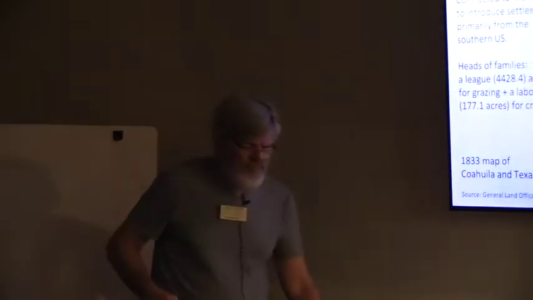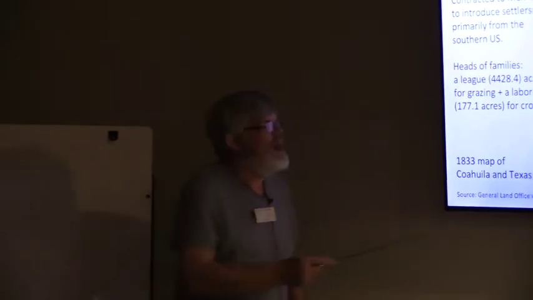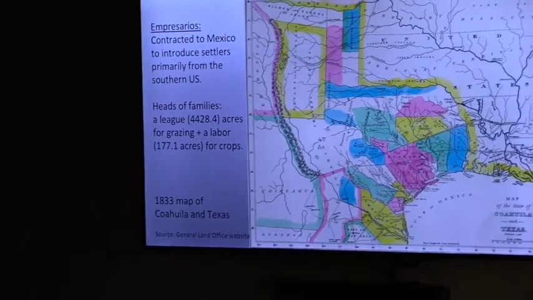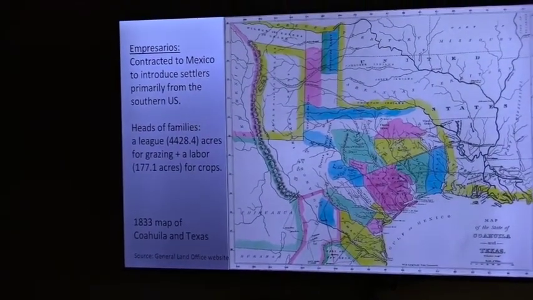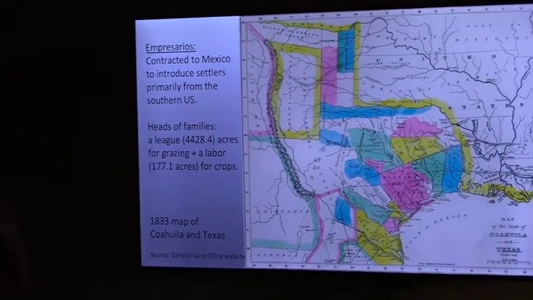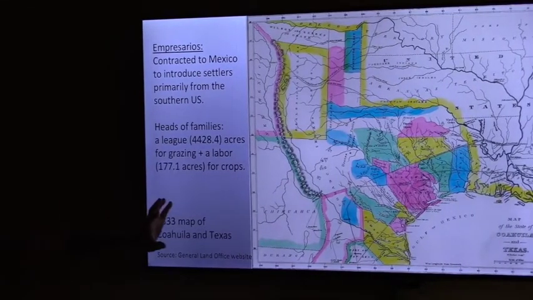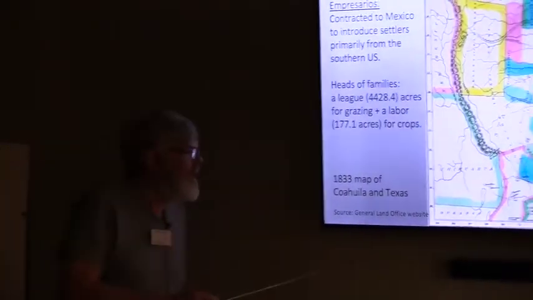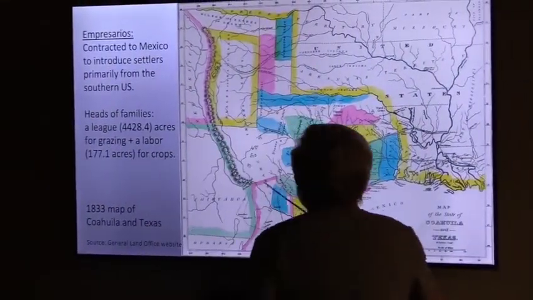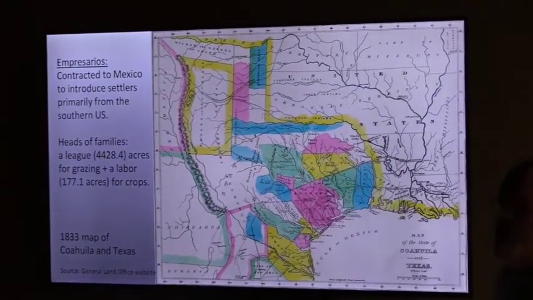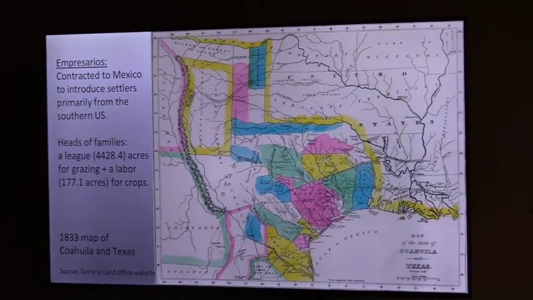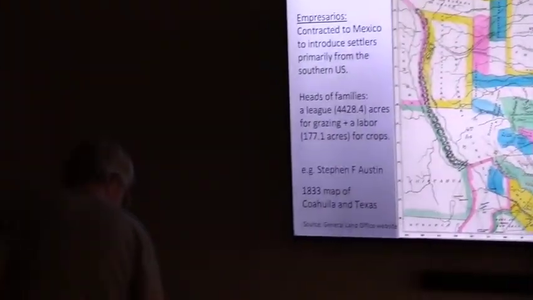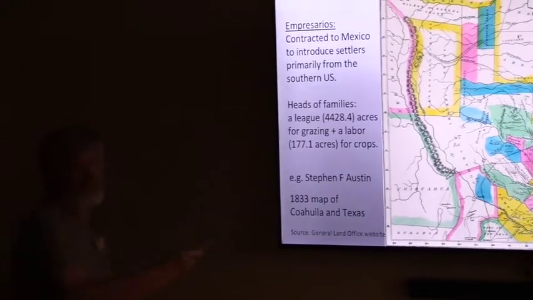The idea from the Spanish was to populate this part of the New World with Catholics, because this was in the era of the Spanish Inquisition and all that. So they required these people to at least profess to be Catholics. And these are areas that were assigned to various impresarios. Impresario in Spanish means entrepreneur. And one of those entrepreneurs, one of the more successful ones, is this guy. You've probably heard of him, Stephen F. Austin.